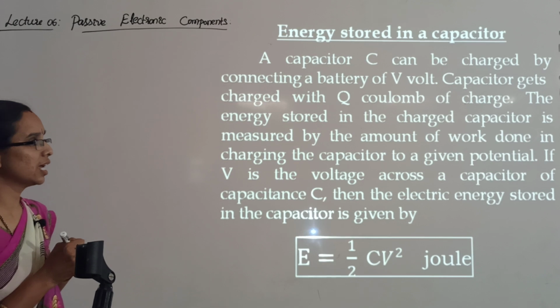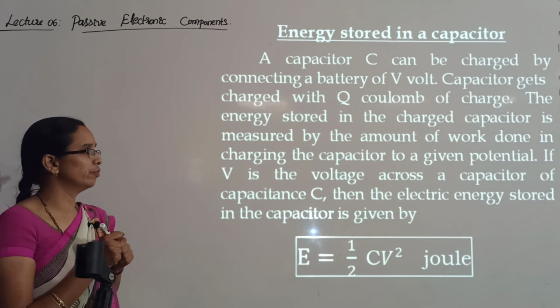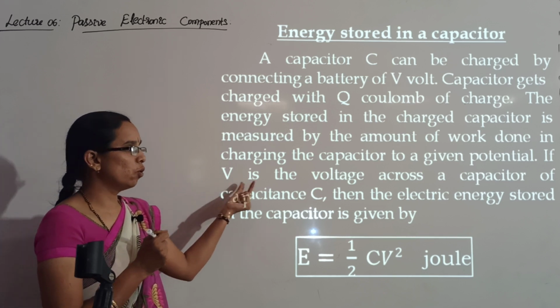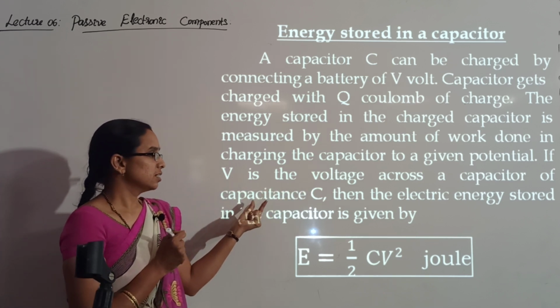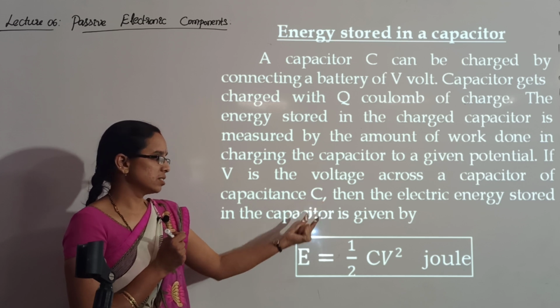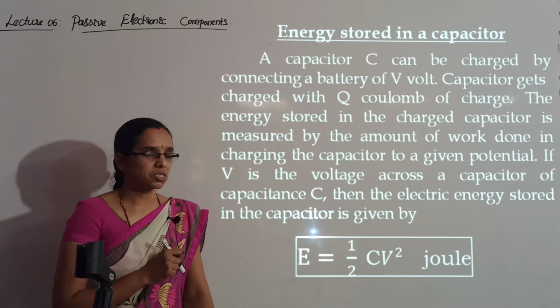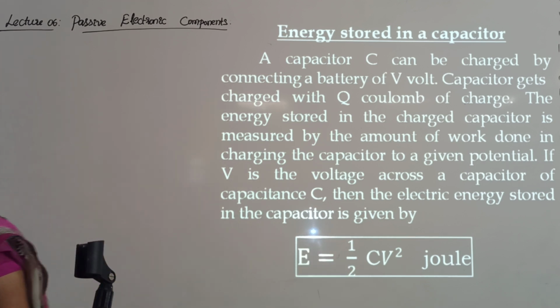The energy stored in a capacitor is measured by the amount of work done in charging the capacitor to a given potential. If V is the voltage across the capacitor and C is the capacitance of the capacitor, then energy stored is E equals half CV square. Okay, I guess this is visible to you.